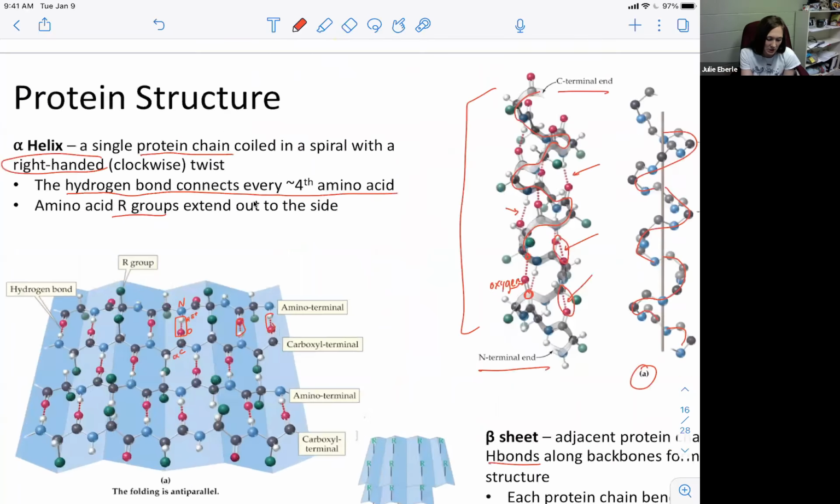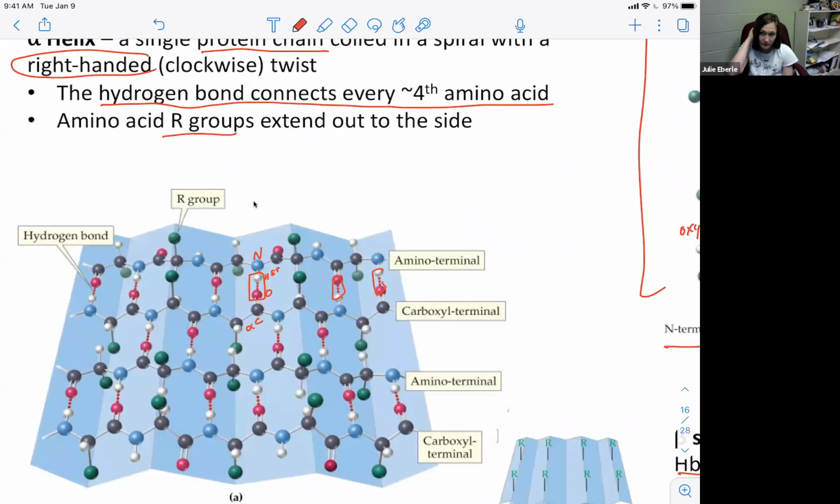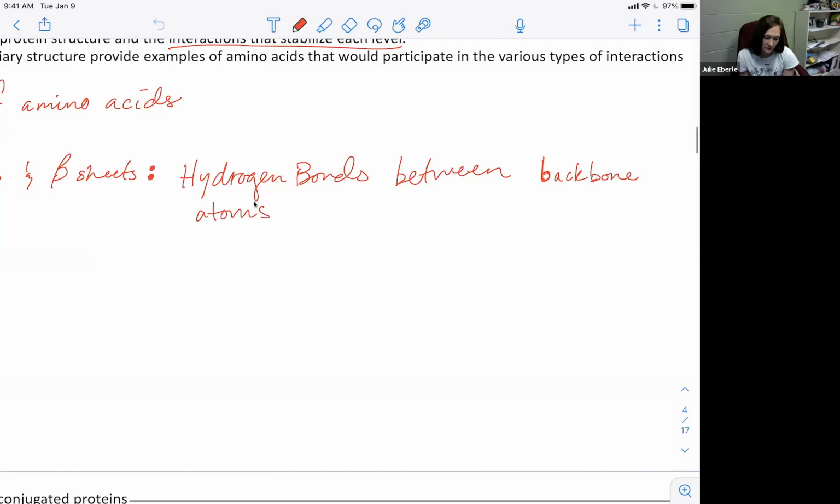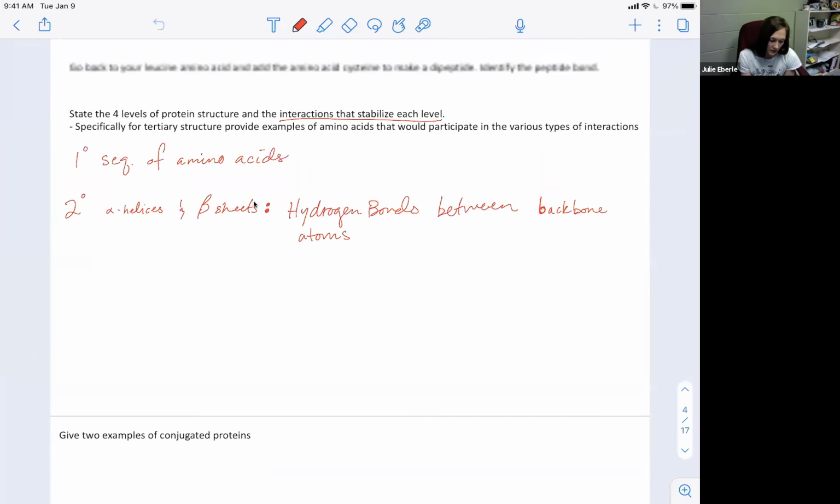Same idea with the beta sheets here. With beta sheets, you have 2 or 3 or 4 or more different peptide chains, and you're getting hydrogen bonding between the backbone atoms of the peptide chains. In an alpha helix, all the hydrogen bonds are occurring within one chain. But in a beta sheet, it's occurring between 2 different chains, holding chains together into a sheet. Okay.